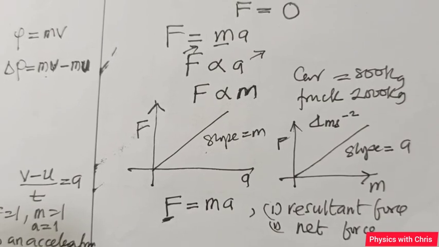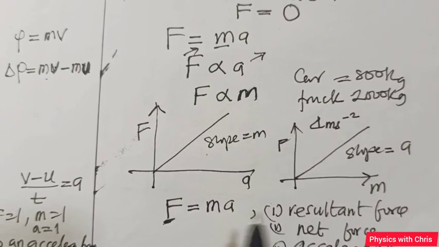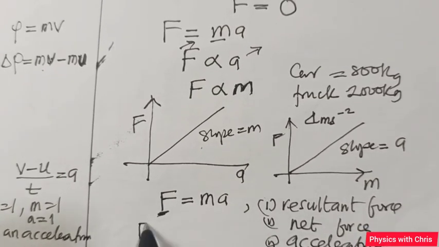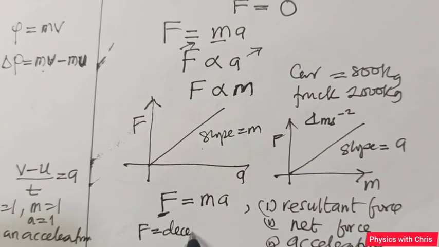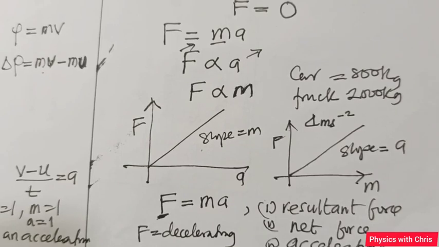Recall that the way we combine two vectors is quite different from the way we combine two scalar quantities, because when we combine two vectors, we must take into account the direction of the vectors as well. So F is also known as the resultant force, the net force. We can call F the accelerating force, the force that produces the acceleration A. And most times this A could mean deceleration. In that case, F becomes the decelerating force, the force that produces the deceleration A. So you can see the several names given to F.